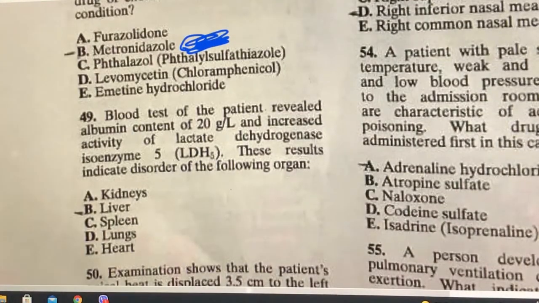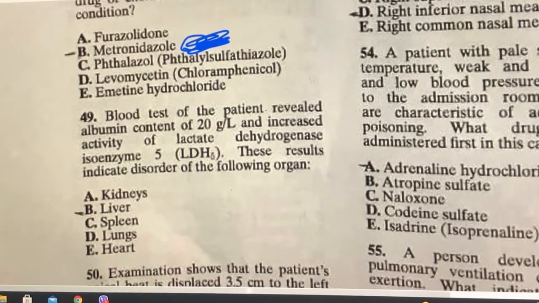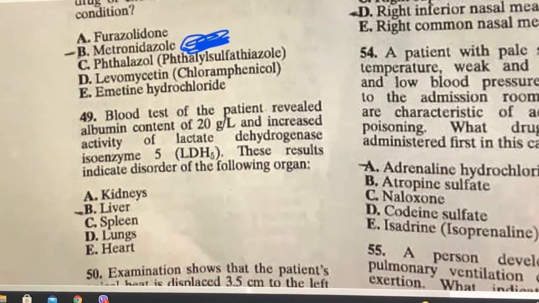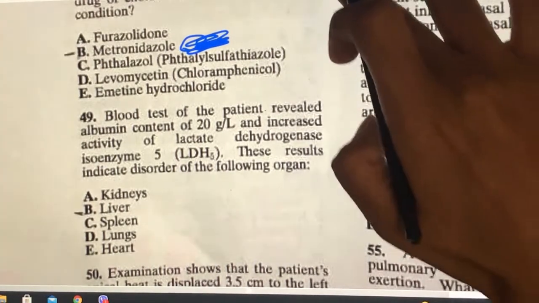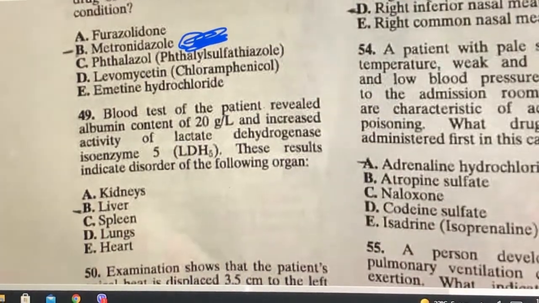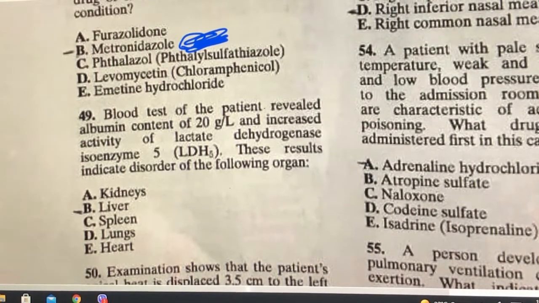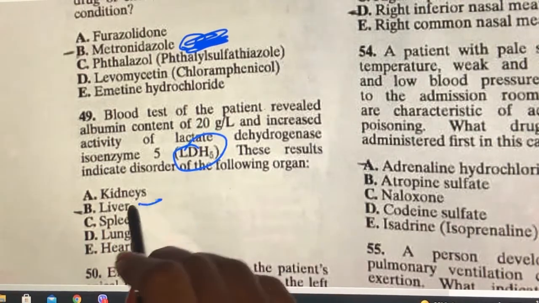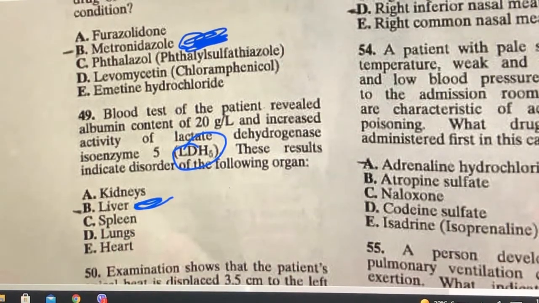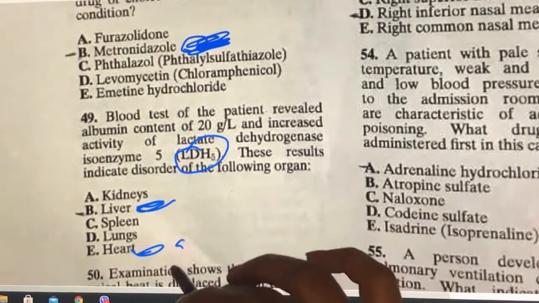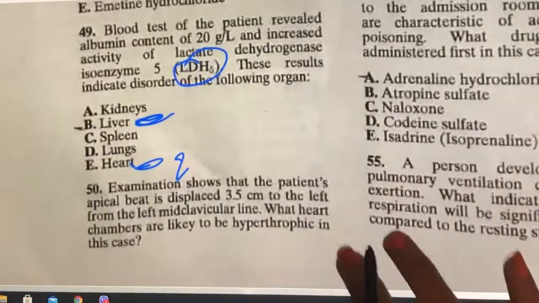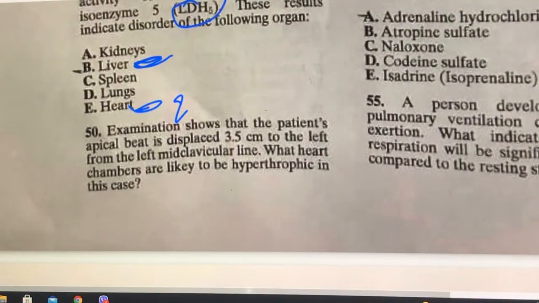Question number 49. Blood test of the patient revealed albumin content of 20 grams per liter and increased activity of lactate dehydrogenase isoenzyme 5, LDH5. These results indicate disorder of the following organ. There are two types of questions of this kind. They will give you LDH2, LDH3, or they will give you LDH5. So if it is LDH5, then the answer is liver. If it is LDH2, the answer would be heart. So please focus on this question and know for each LDH number which organ it is.